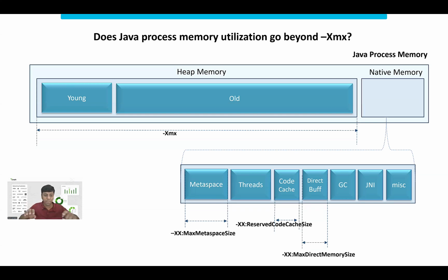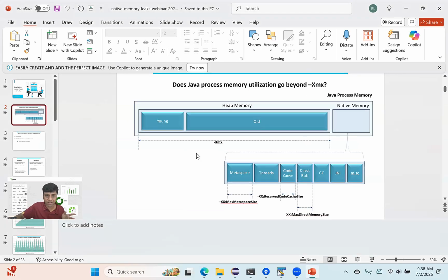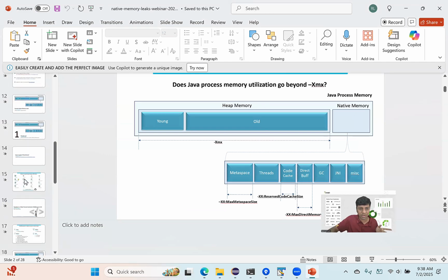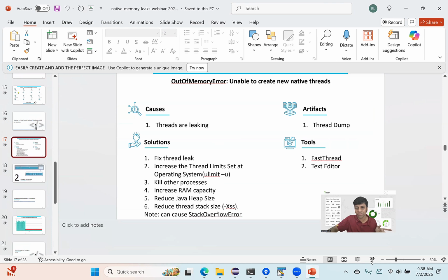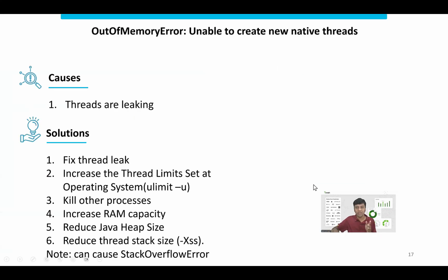This can also happen. When this happens, what do you want to do? That's why one of the solutions highlighted here is to kill the other processes. Say a cron job is running and eating up the memory: kill it, remove it, so that you create room for your threads.